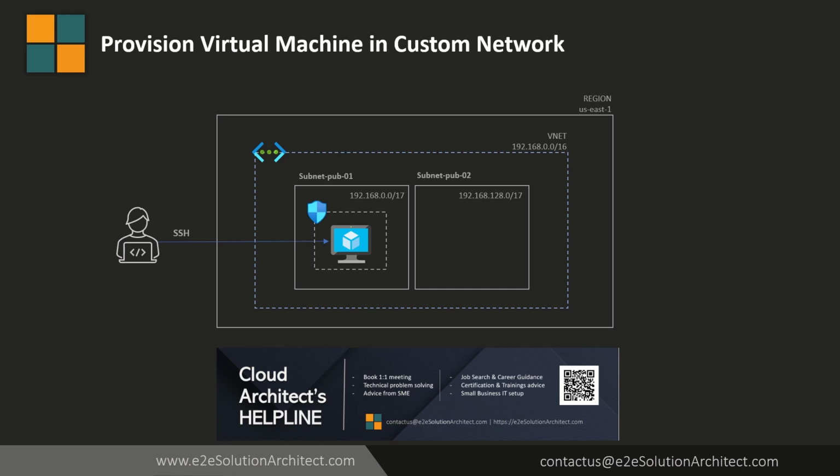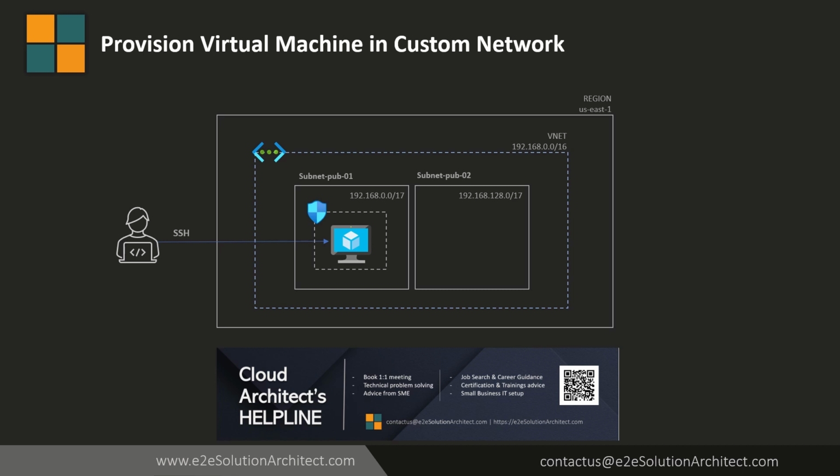I'll be creating one virtual net, which is a VNet of this IP range 192.168.0.0/16, and we'll be creating two public subnets, public subnet 1 and public subnet 2, with these IP ranges: 192.168.0.0/17 and 192.168.128.0/17. We'll also create a network security group to protect our VM.